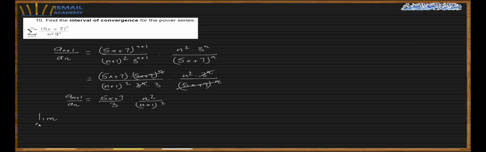So the limit as n goes to infinity of a_(n+1) over a_n. Obviously I'm going to use absolute value here. So it's going to give me the absolute value of (5x+7) over 3 times n^2 over (n+1)^2. Both polynomials have the same power, so the limit as n goes to infinity is just the leading coefficient over the leading coefficient, 1 over 1, which is 1. The answer will be just |5x+7| over 3. So this is the first step.